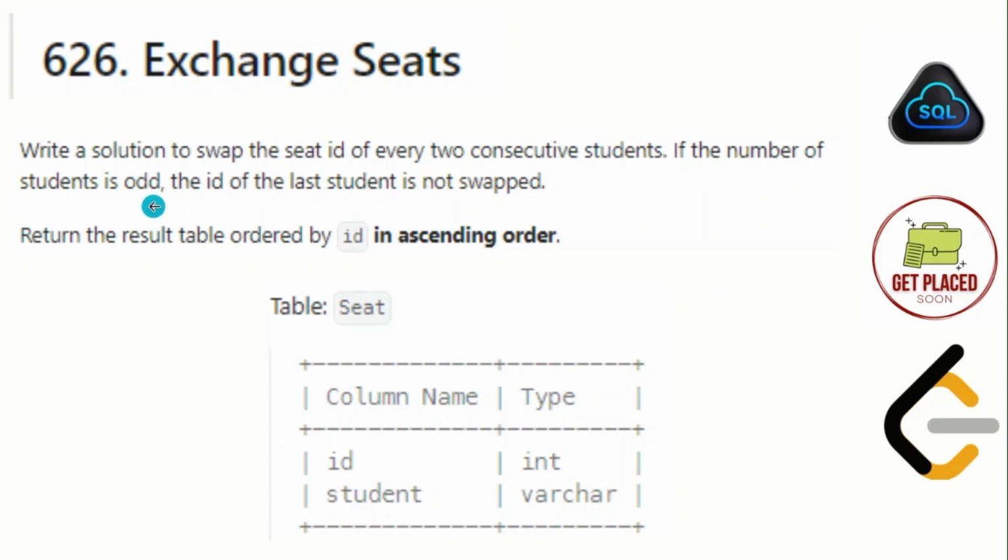But what if the number of students is odd? We will leave the ID of the last student as it is. We will just not swap it. So if there is an odd number of students, the last student will be sitting in the same position. We are also supposed to return the result table in ascending order of the ID column. Very simple. How? ORDER BY id. That's it. ORDER BY is a keyword to sort in ascending order, but if you want descending order, you have to add the keyword DESC at the end. Because it is ascending order, just ORDER BY id.